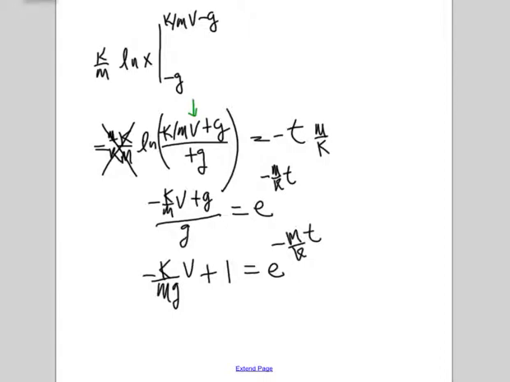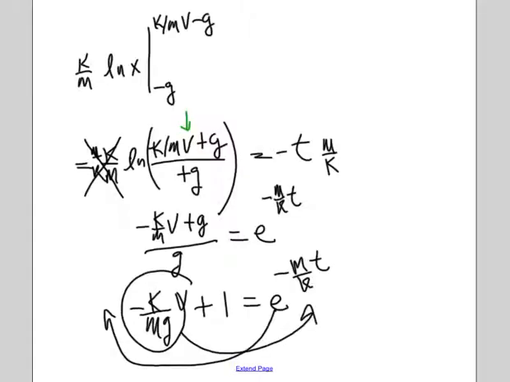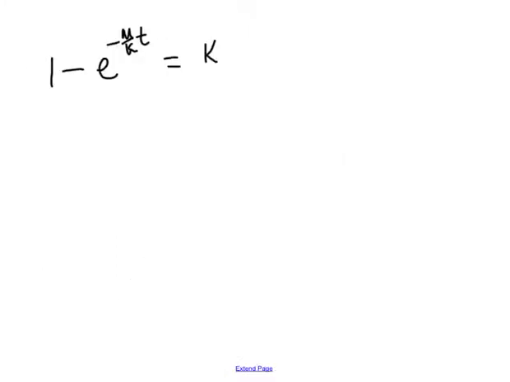Now I'm going to bring this to this side of the equation and the exponential to the other side of the equation. And we end up with 1 minus e to the minus m over k times t is equal to k over mg times v.